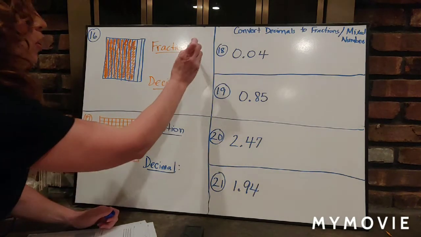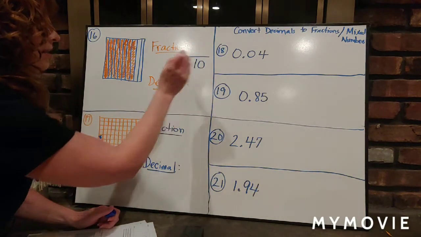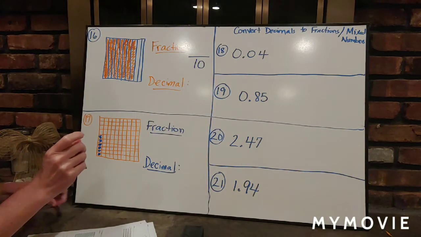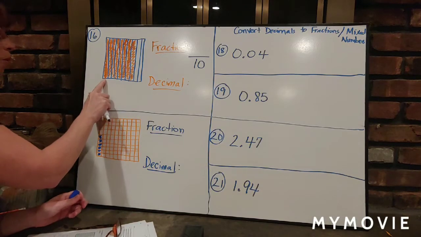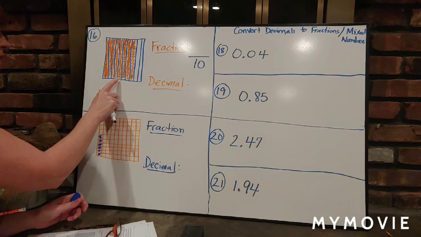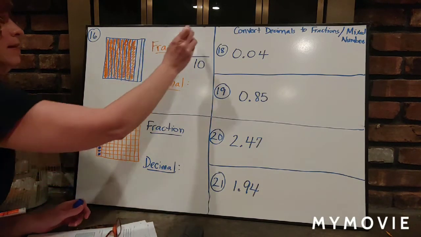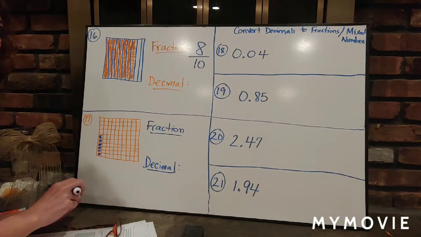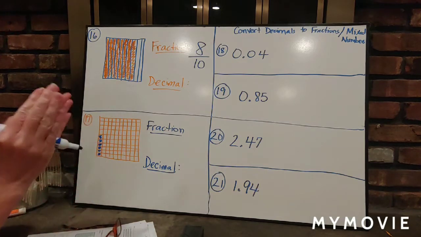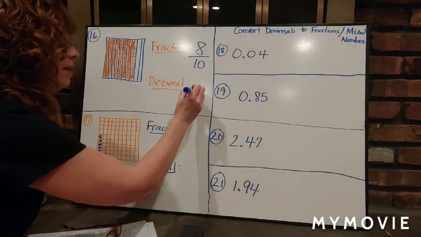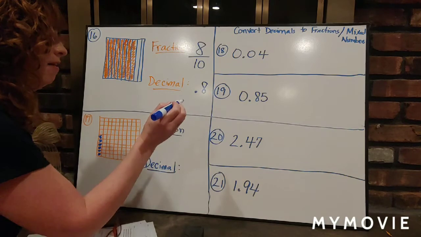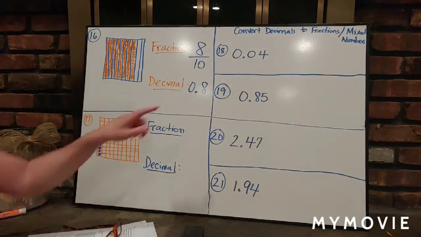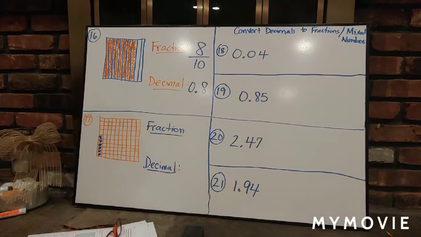So for our fraction, we know the denominator is going to be 10 because that's how many there are all together. And let's count how many shaded there are. 1, 2, 3, 4, 5, 6, 7, 8. So there's our fraction, 8 tenths. So now our decimal, 8 tenths, we're going to put an 8 into the tenths column. And we can put a 0 there as a placeholder for the ones column. So that's our decimal, 8 tenths.